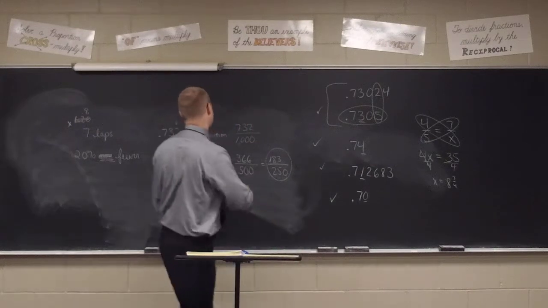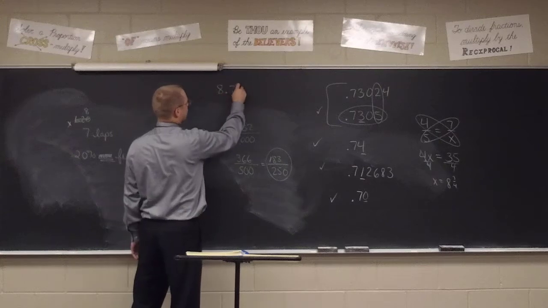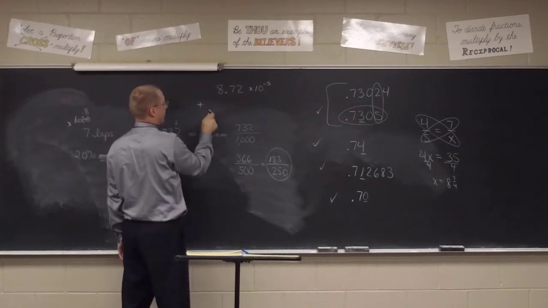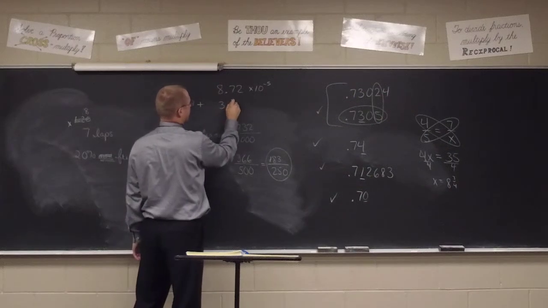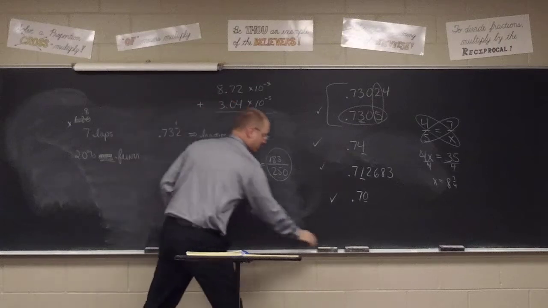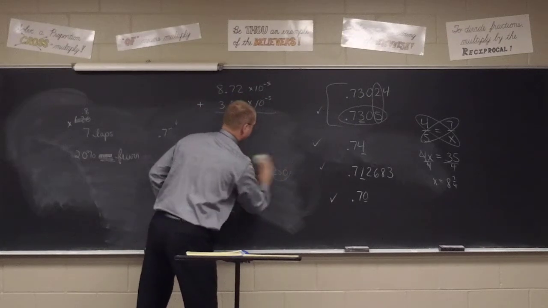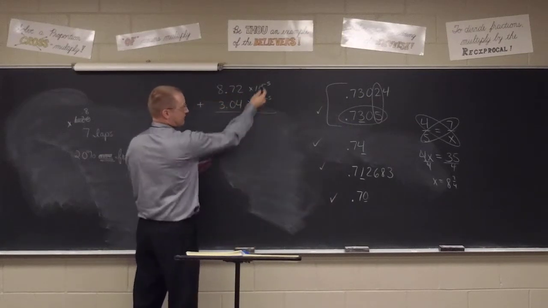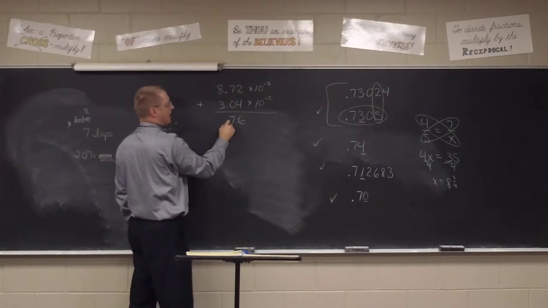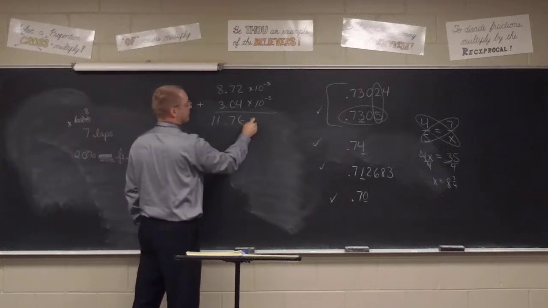So if I had 8.72 times 10 to the negative 5th, and I want to add 3.04 times 10 to the negative 5th. Oh, we went past the bell anyway. Stay with me until we finish the problem, then we'll let you go. All right, so we just add it together, right? Because they have the same exponents. So 2 plus 4, 7 plus nothing, 8 plus 3, 11 times 10 to the negative 5th.